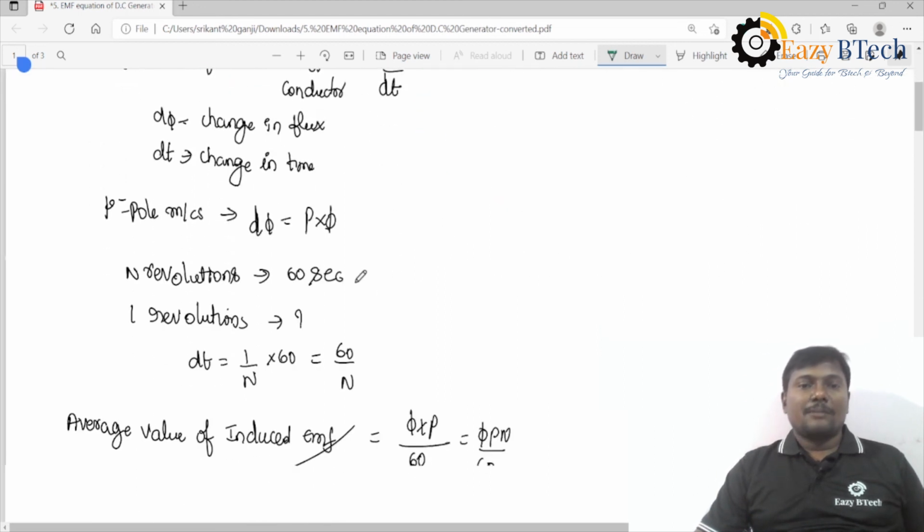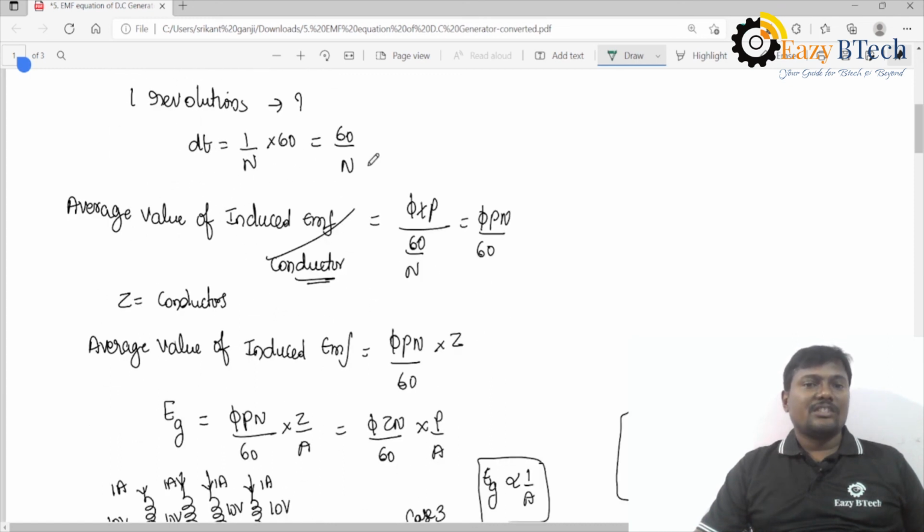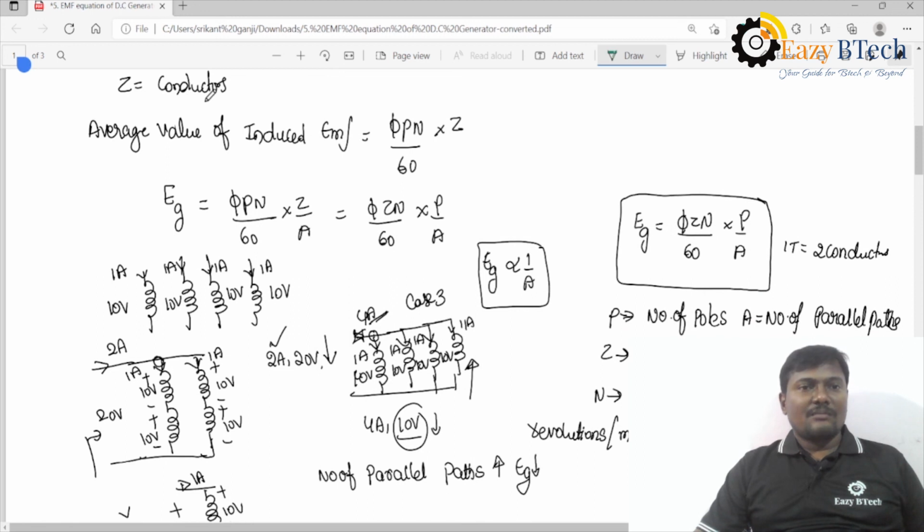For a two-pole machine, the maximum cutting action takes place 2 times, and the maximum value of induced EMF takes place 2 times. For a 4-pole machine, 4 times. For a P-pole machine, P into phi. So if N revolutions are made in 60 seconds, for 1 revolution how much time? Then dt is equal to 60 by N. Substituting here, the average value of induced EMF per conductor is phi P N by 60.